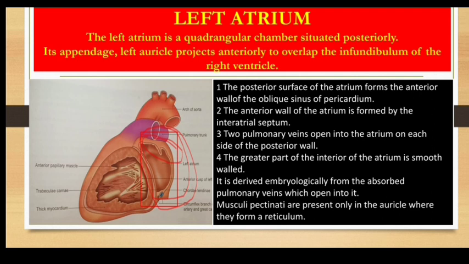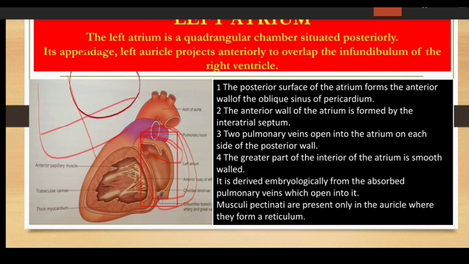The anterior wall of the atrium is formed by the interatrial septum, and 2 pulmonary veins open into the atrium on each side of the posterior wall. The greater part of the interior of the atrium is a smooth wall, derived from the absorbed pulmonary vein, and musculi pectinati are present only in the auricle where they form the appendage.